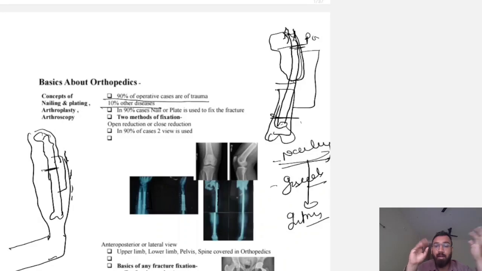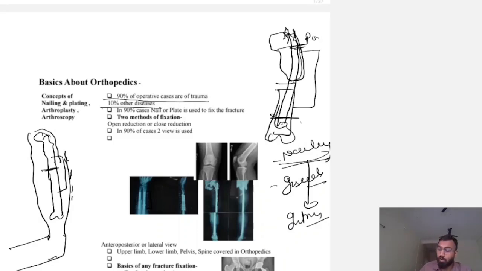Like if someone has a fractured radius or ulna, then you have to do plating. If someone has a fractured humerus, then you have to do plating or nailing. If someone has a fractured femur, then you have to do nailing. If someone has a fractured distal femur, then you have to do plating. So in 90% of cases, you have to do plating or nailing. Okay, there is no other option left with you.